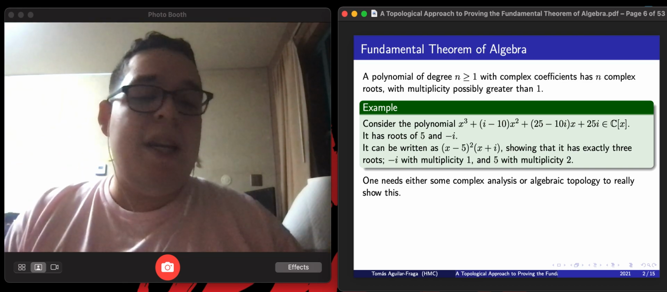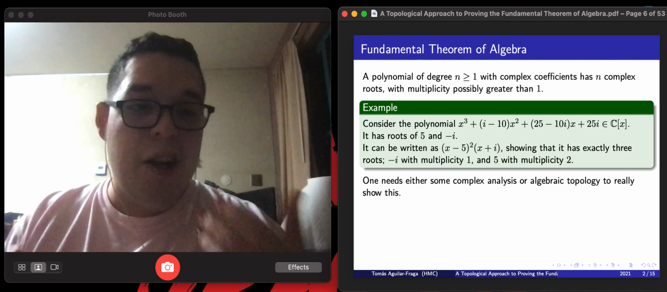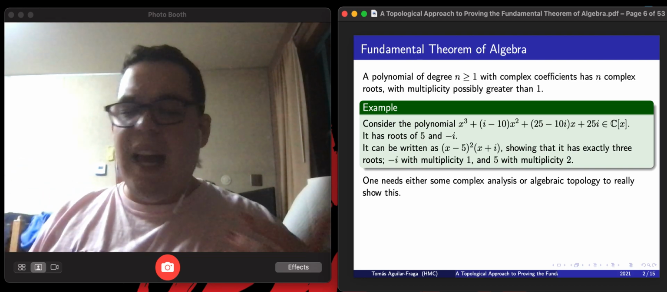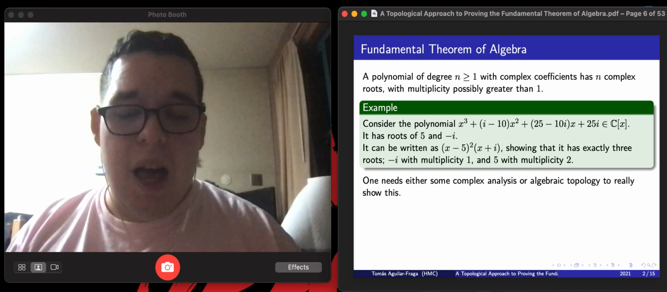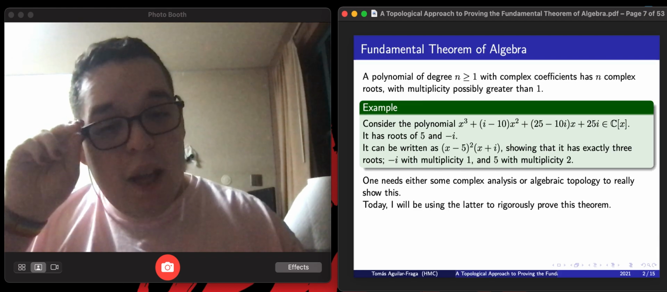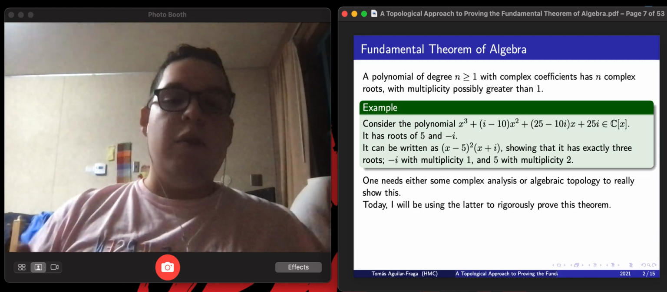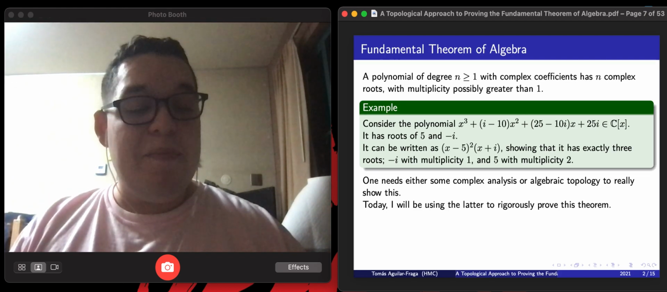But it turns out one needs either some complex analysis or algebraic topology to really show this. Again, very wild that I was introduced to this in something like middle school, or at least a version of it. Today I'm going to be using the latter to rigorously prove this theorem.